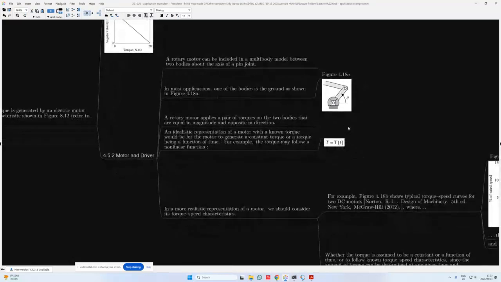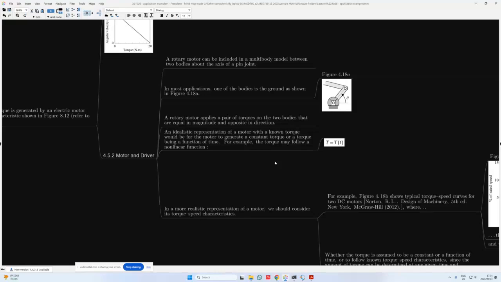Now a rotary motor applies the pair of torques on the two bodies that are equal in magnitude and opposite in direction. So we treat it very similarly to what we would for a reaction force, in the sense that we apply Newton's third law to both of the bodies upon which the motor driver is acting. An idealistic representation of a motor with a known torque would be for the motor to generate a constant torque, or a torque being a function of time.